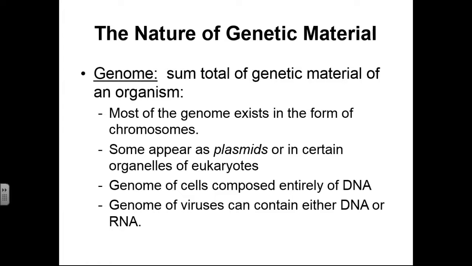Every once in a while, we'll have little chunks of DNA in the organism. Those little chunks of DNA typically are referred to as plasmids. In eukaryotic cells, some other organelles will have genetic information. Those include the mitochondria. Yes, mitochondria have their own genome, mtDNA, mitochondrial DNA, and the chloroplasts also have their own genome, the ctDNA, or chloroplastic DNA.